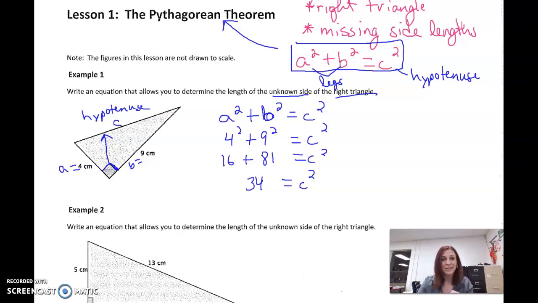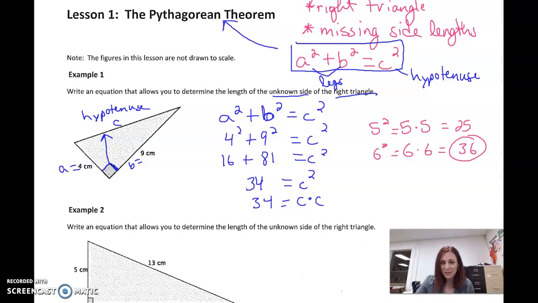But I want to point out in this lesson, we're really just working on approximations, okay? So basically, C squared means C times itself; what number times itself equals 34, okay? Well, if you start doing some examples, if I did 5 times 5, that's equal to 25. If I did 6 times 6, this is 5 squared. These are called perfect squares, 6 squared, right? That's 36. Well, notice 34 is really close to 36. So we could say that C is approximately equal to 6 centimeters.